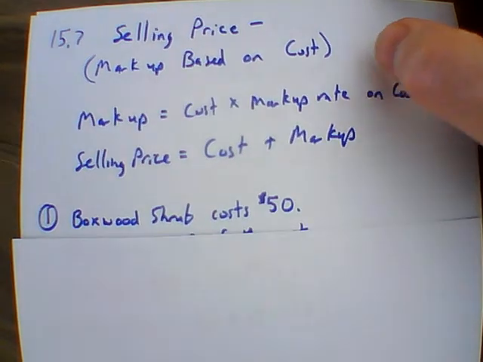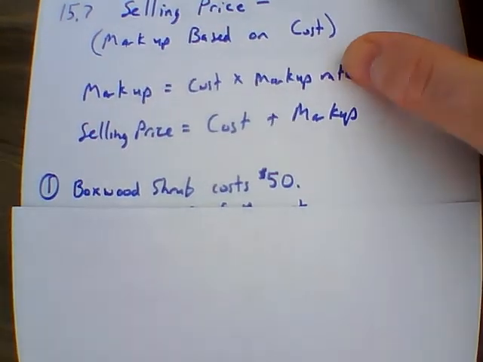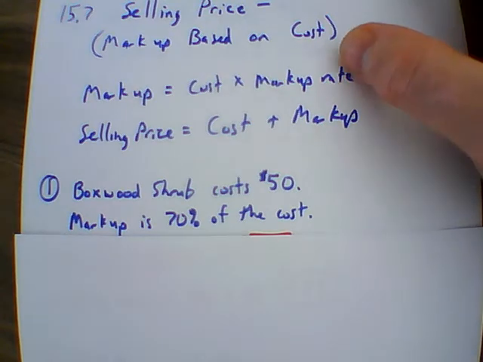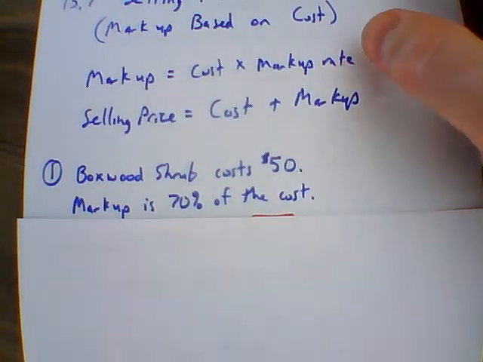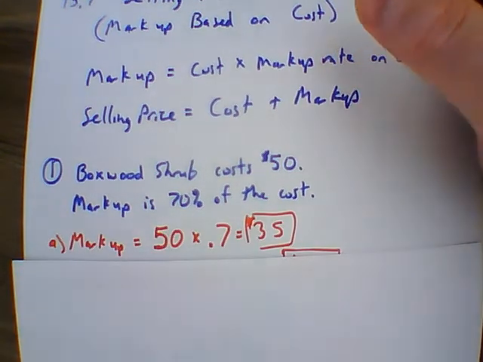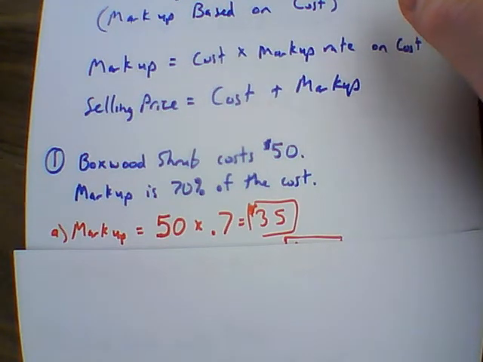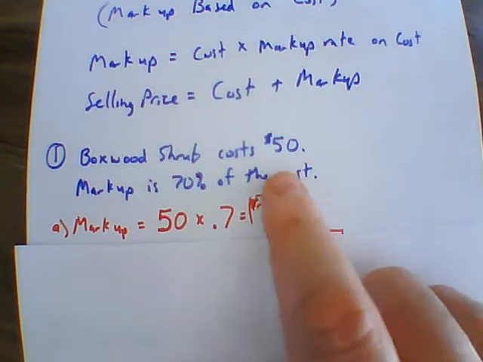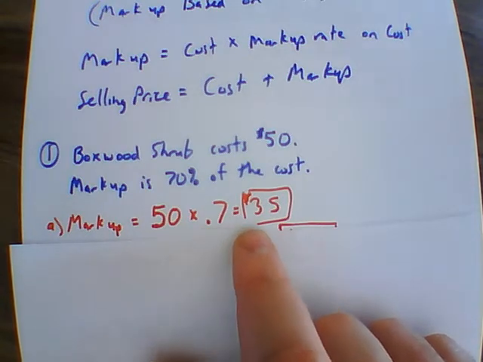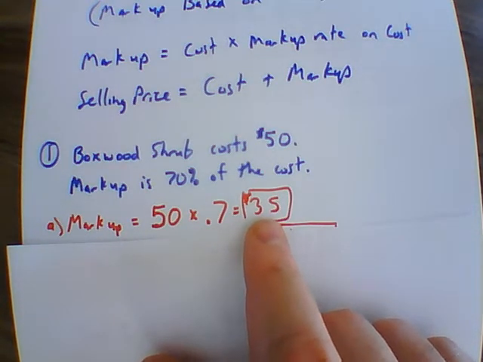A boxwood shrub costs $50. Markup is 70% of the cost. On problem 1, part A tells us to find the markup. We take our cost, which is $50, and multiply by our percent of markup, 0.7, to give us $35. This is our markup.